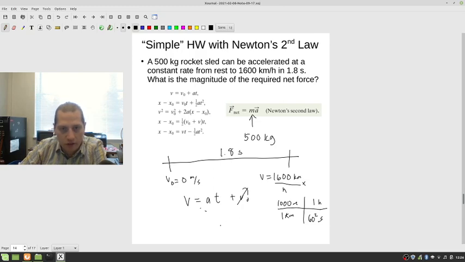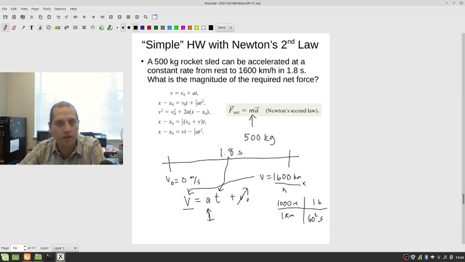V naught is 0. So you can put in V, which is going to be this V that you're going to find in meters per second. You're going to have a T, 1.8 seconds, and then you find A. Once you find A, you know what M is, you know the mass, you know the acceleration. From that, you can find the force.